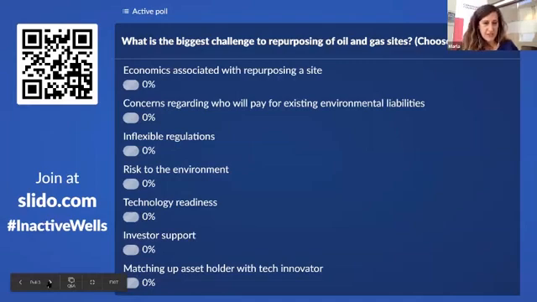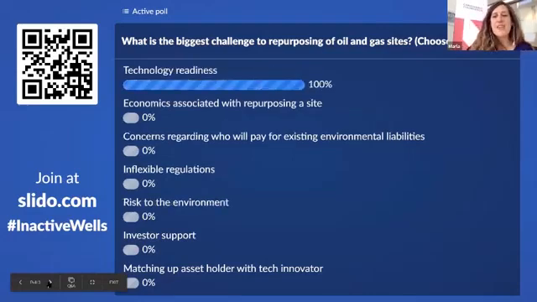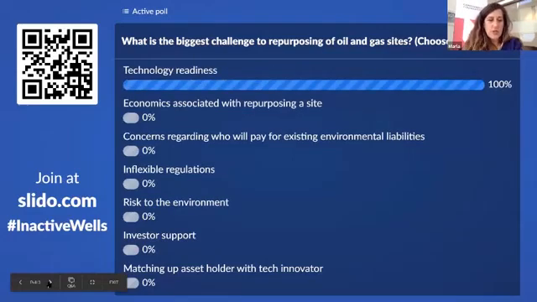There's a lot of challenges to this repurposing of oil and gas sites. Are we able to see them all on the screen here? You'll certainly see them all on Slido. What do you think? You can choose two. What do you think are those biggest challenges? And you could choose two each.